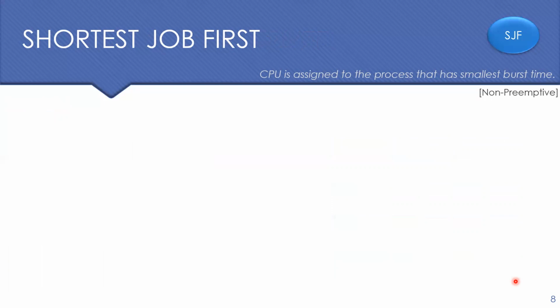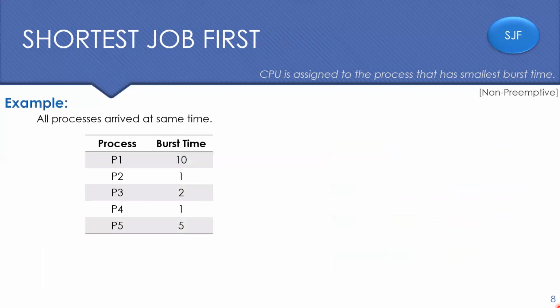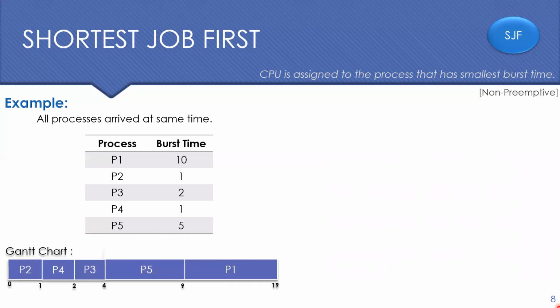Thank you, Shubhangi. The next algorithm is shortest job first, which is a non-preemptive algorithm. This algorithm states that the process that has the smallest burst time will be executed first. Let's understand this algorithm with the help of an example. These processes have the same burst times as the earlier example told by Shubhangi. So let's draw the Gantt chart of these processes.